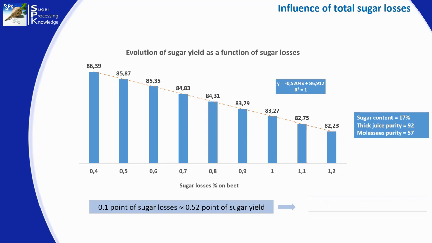This means that for a sugar factory that processes 1 million tons of beet per campaign with 17% of sugar content, 0.1% on beet of total sugar losses corresponds to 880 tons of sugar.